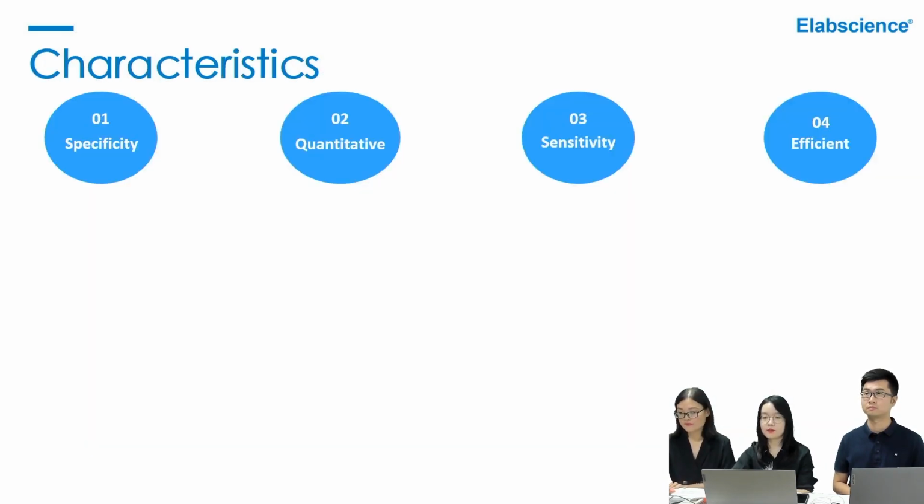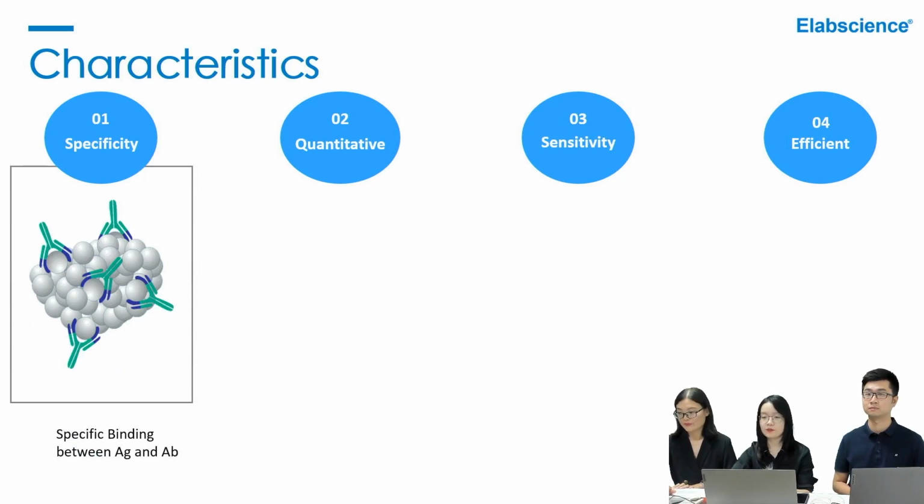And from the principle of ELISA, we can tell the ELISA products have 4 characteristics. The first is the specificity. Based on the complementary relationship between the chemical structure and the spatial configuration of the antibody and the antigen, the reaction of them has a very high degree of specificity.